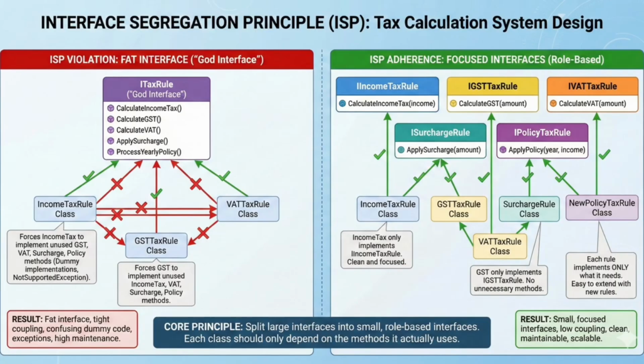This leads to dummy method implementations, empty methods, not supported exceptions, confusing and tightly coupled code, unnecessary complexity and maintenance headaches. This clearly violates the interface segregation principle because classes are being forced to depend on methods they do not need. ISP done correctly. Right design.